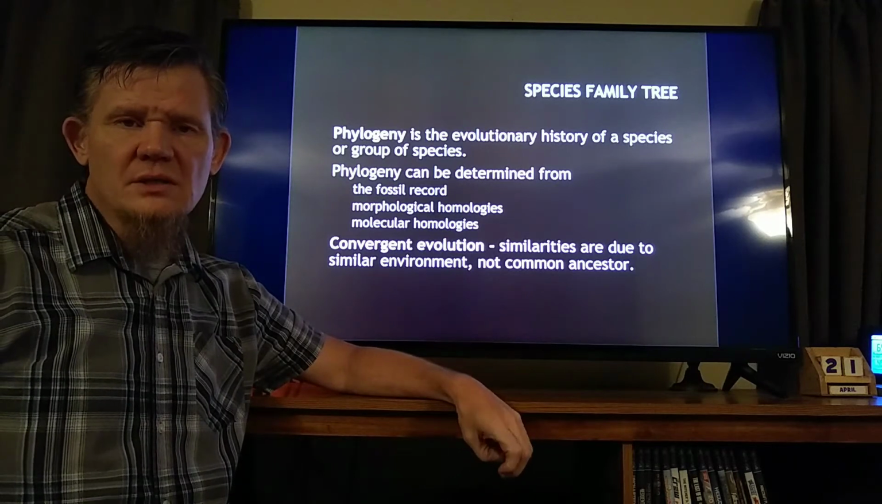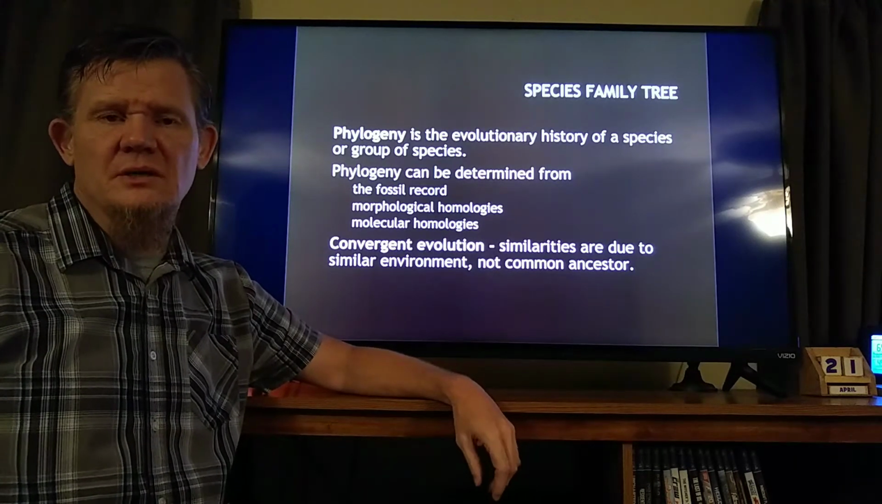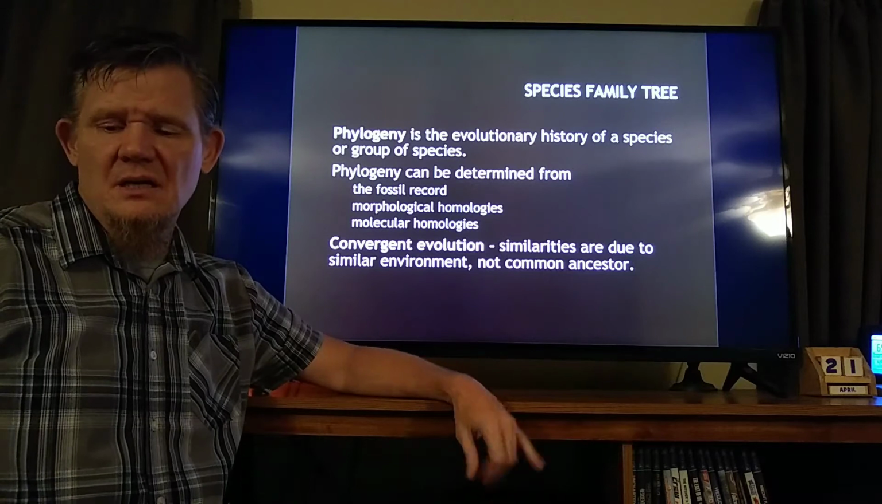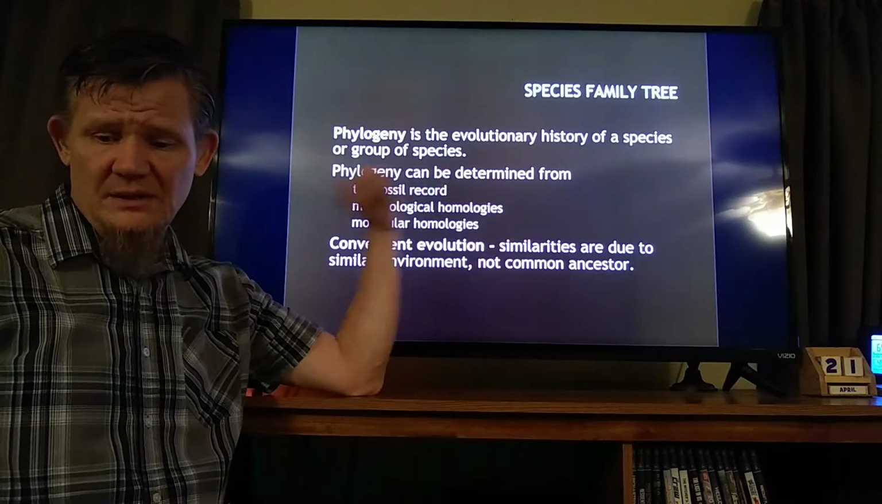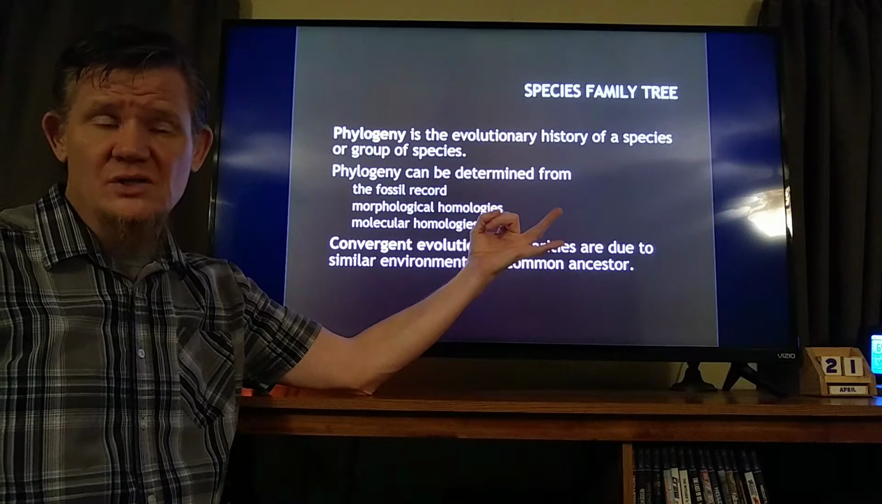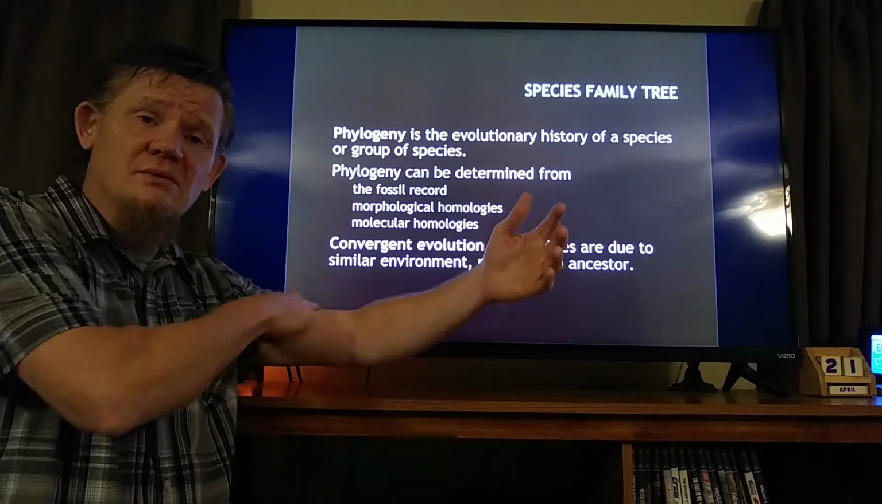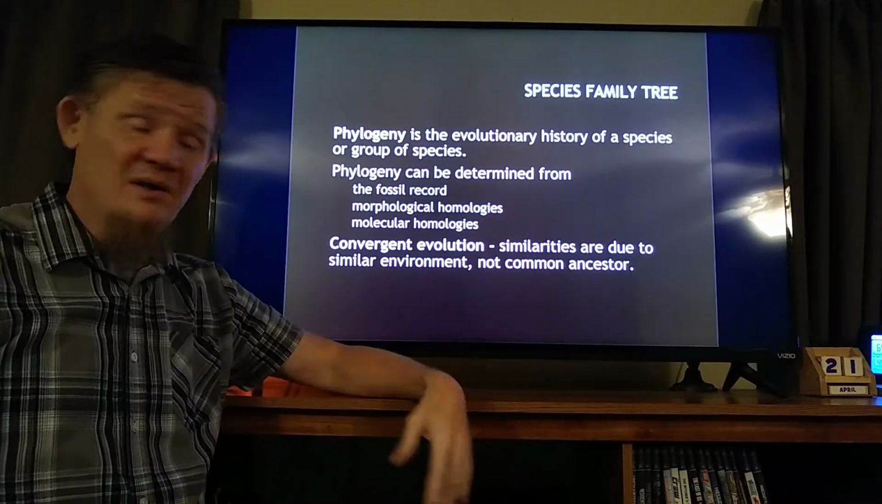What do we use to determine phylogeny? What do we use to determine the ancestry of species? We can use the fossil record. We already talked about that. We can use morphological homologies. Remember we talked about the bones in the arms. We can talk about molecular homologies.